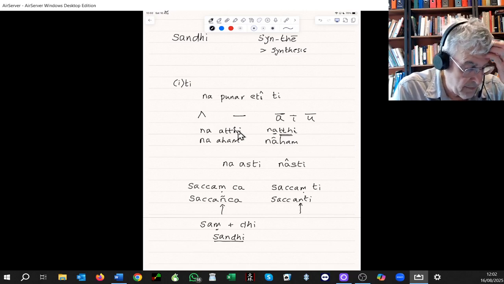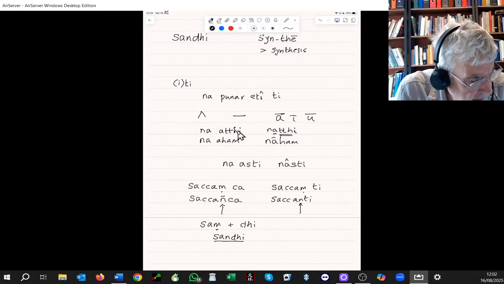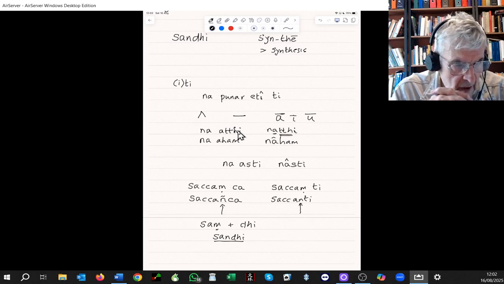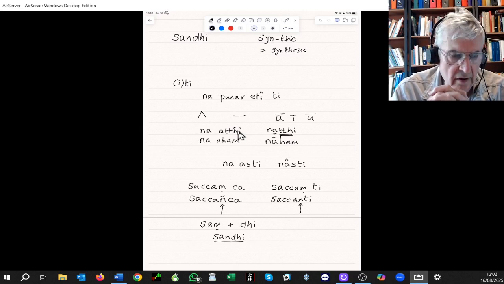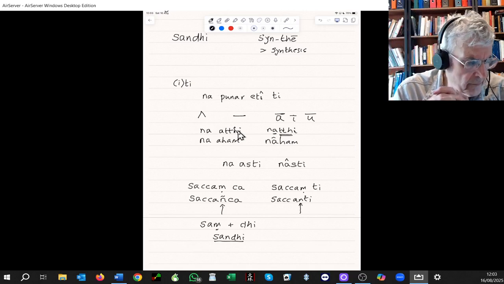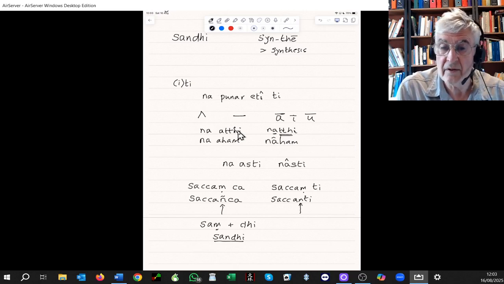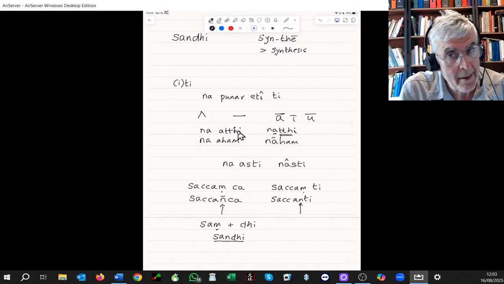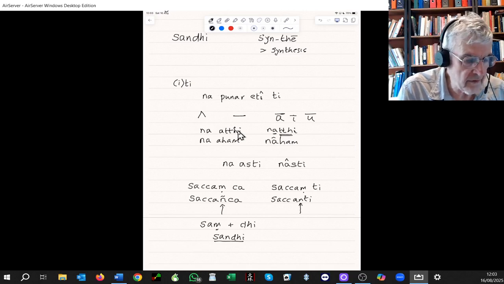Section 7, agreement of adjectives. All of those who've studied Latin or French or Spanish or Italian or any of the languages where you have genders for nouns will be familiar with having to change the form of the adjective to fit the gender of the noun. My wife is dead. You wouldn't say in French, mon femme est mort. You would say ma femme est morte. You'd have to change both forms into the feminine.